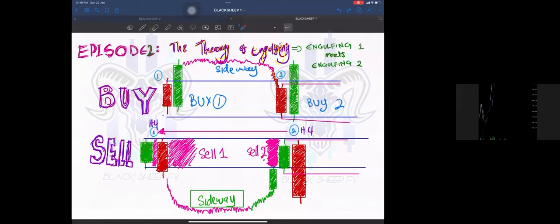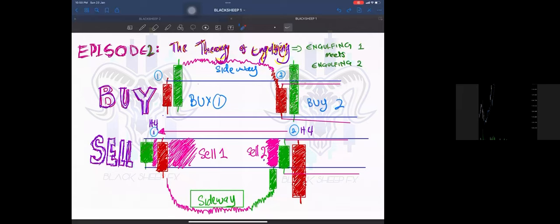We are going to be covering an occurrence whereby when the first engulfing buy is formed, we create a zone. In this zone, we wait for the second engulfing buy to happen. This is the base model of it. Same goes for the sell. As the first engulfing sell is formed, we mark the zone. And as we wait for the price to come back into the zone, we wait for the occurrence of the engulfing sell number two. So this is what we'll be covering.